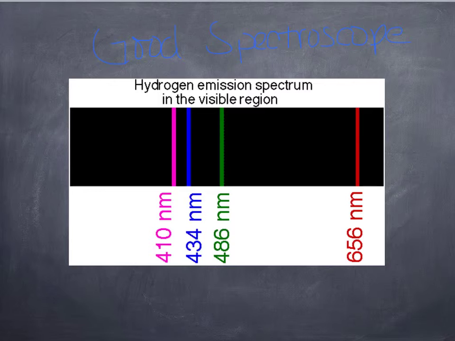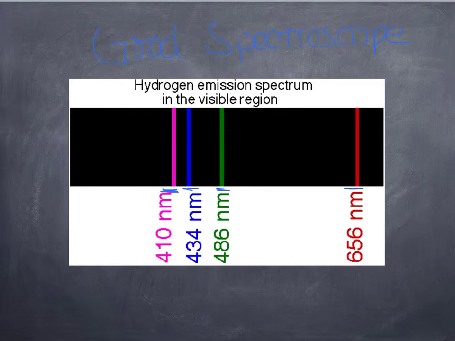Because only certain photons are emitted, we know that only certain energy changes are occurring. Excited hydrogen atoms always emit the same photons with the same discrete levels. So what that's saying is you can expect a pinkish line at 410 nanometers, a blue line at 434 nanometers, a green line at 486, and a red line at 656.